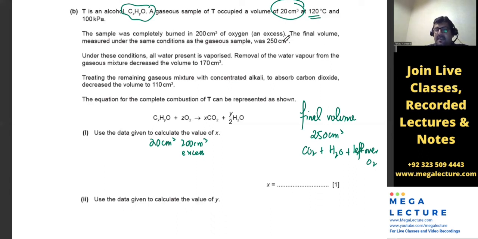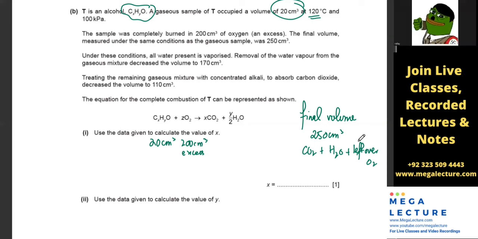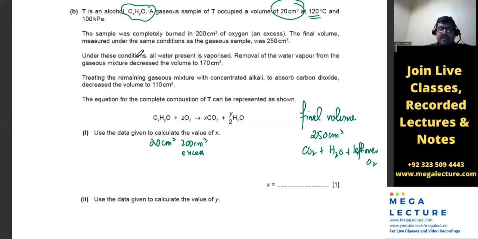Is that clear? So after the burning, the final volume of the gaseous sample was 250 cm3. So once you burnt it, it contains carbon dioxide, it contains water, and it contains the leftover oxygen, right? Is that clear? Yes, sir. So under these conditions, he's also mentioned clearly that water is in the form of vapor, and removal of the water vapor from the gaseous sample decreased the volume to 170.